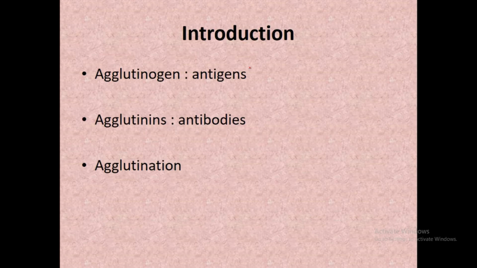Hello everyone. Today we begin with the blood groups. Introduction. In the system of blood grouping, antigens are known as agglutinogens and antibodies are known as agglutinins. And the reaction between agglutinogen and agglutinins is known as agglutination.